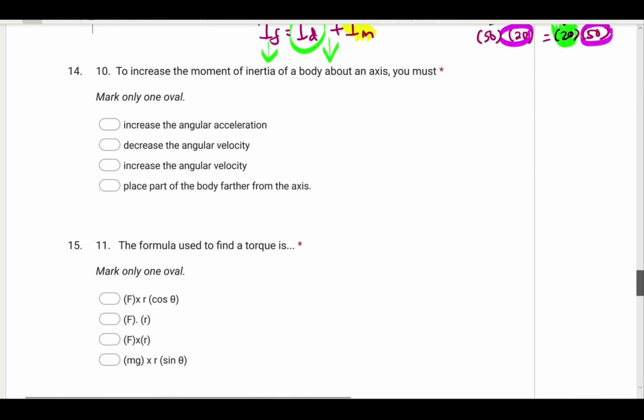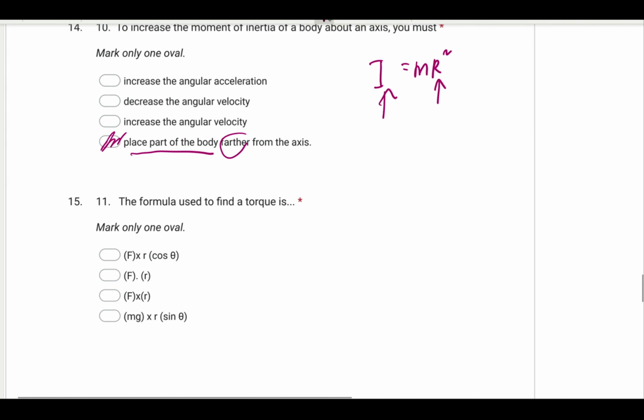So, number 11. To increase the moment of inertia of a body about an axis, you must increase the angular acceleration? No. Decrease the angular velocity? No. Increase the angular velocity, also not. Place part of the body farther. Like he stretched out his arms just now, right? So, his arm is part of the body, right? Okay, so the part of the body is now farther from the axis of rotation. So, R will increase. So, I will also increase. So, the answer is D.